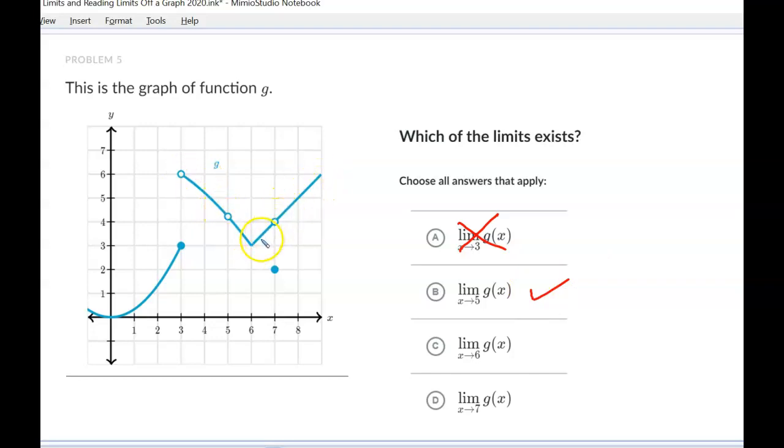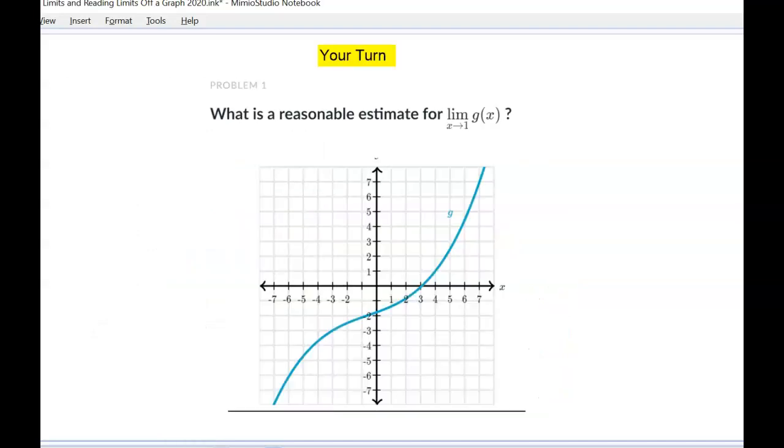The limit as x approaches 6. Coming from the left of 6 and coming from the right of 6, they're approaching the same value. That exists. The limit as x approaches 7 from the left and from the right are approaching the same value. That exists. So only the first one doesn't exist in this case.